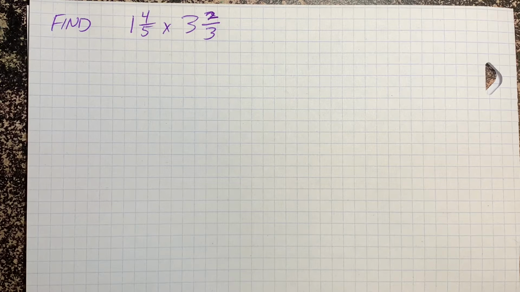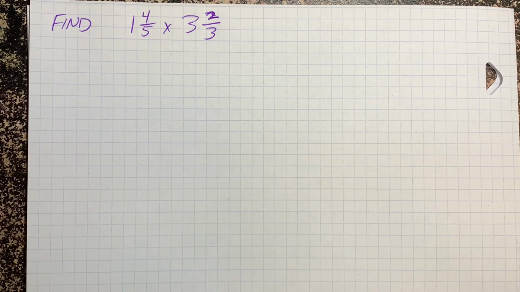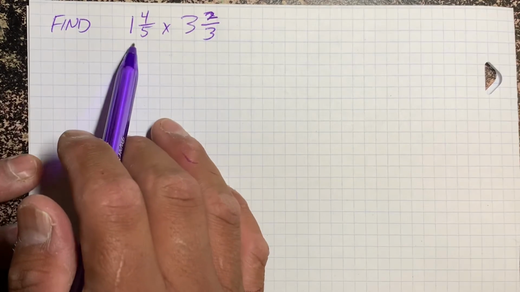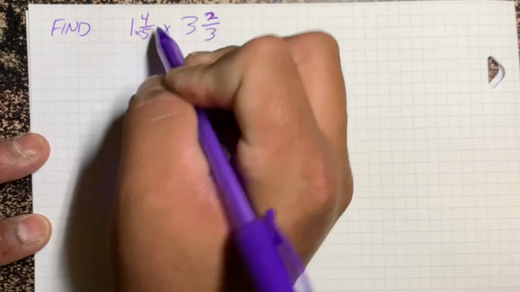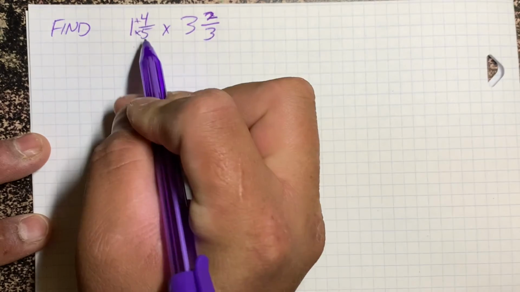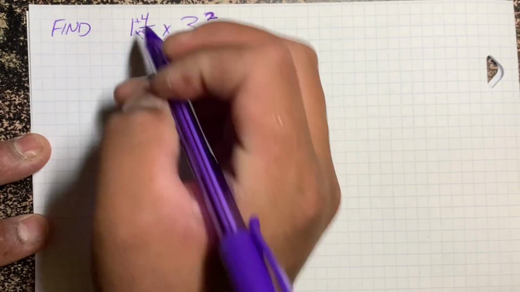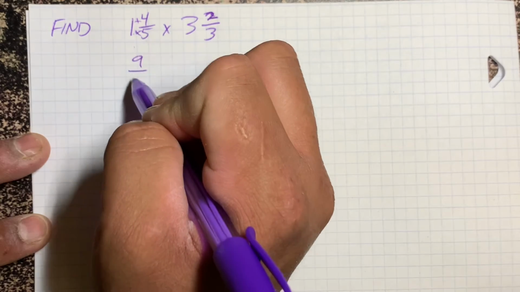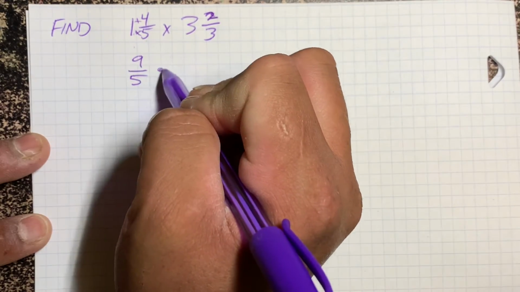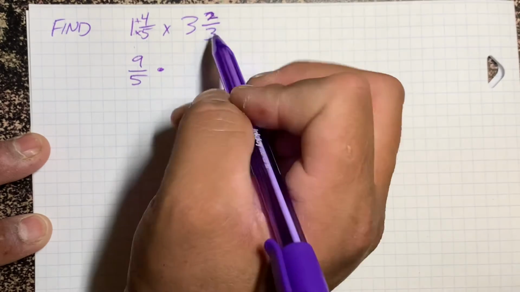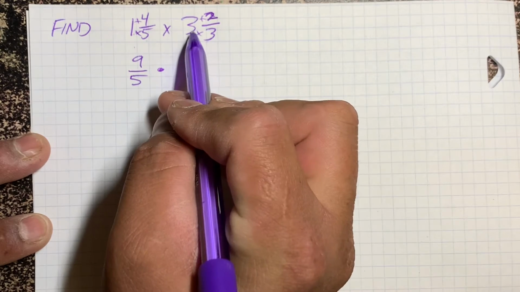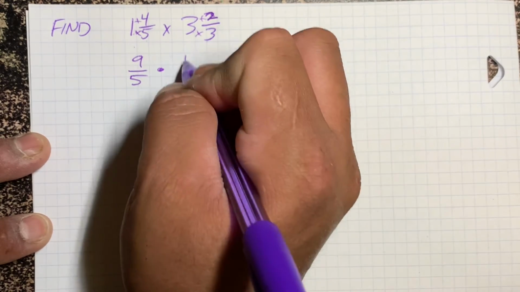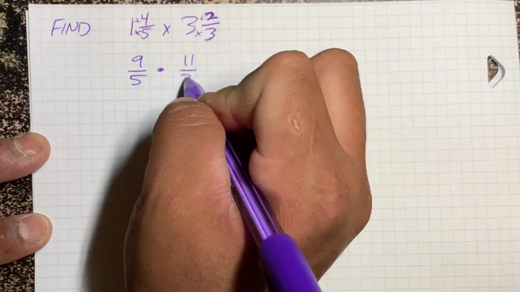And last but not least, for our next problem, we have a mixed number times a mixed number. The same process: convert your mixed number into an improper fraction for both of these. You would multiply your denominator times your whole number and add that to your numerator. So 5 times 1 is 5. 5 plus 4 is 9. Your denominator 5 stays the same. Same thing for the other: 3 times 3 is 9. 9 plus 2 is going to be 11. 3 is your denominator, so that stays the same.